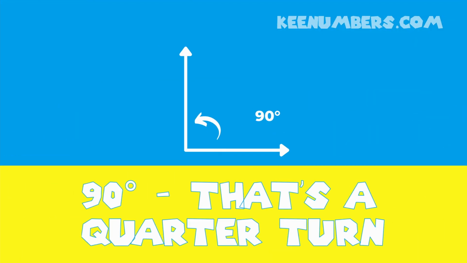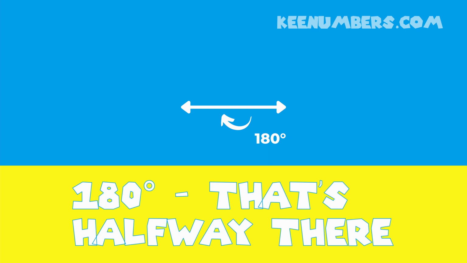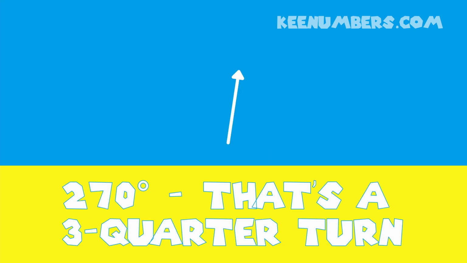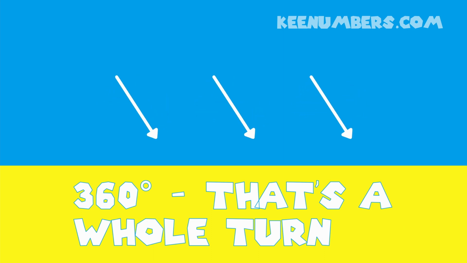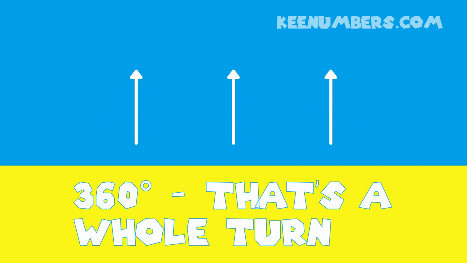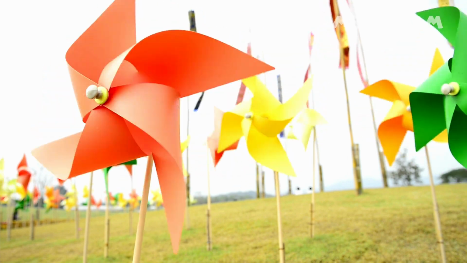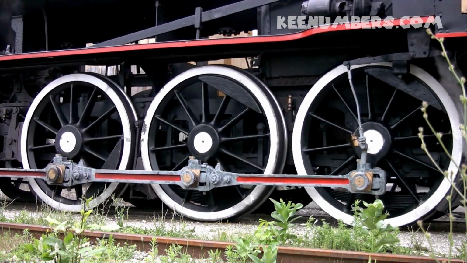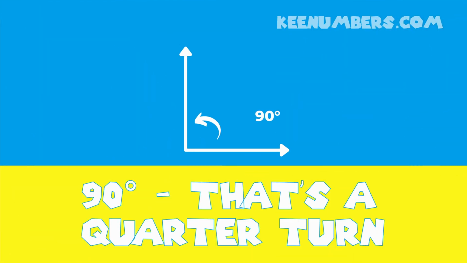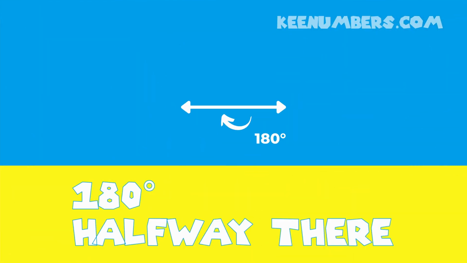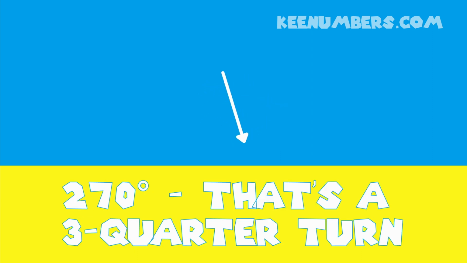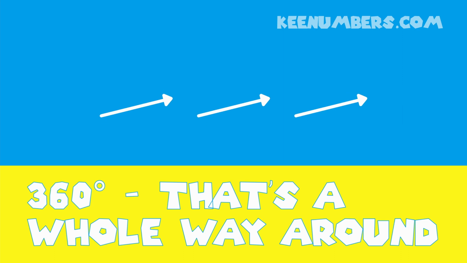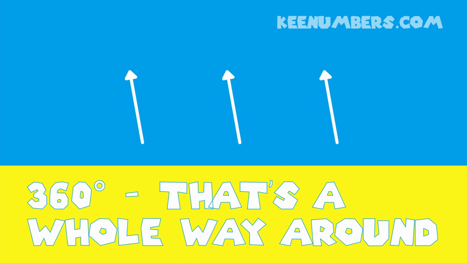Degrees, that's a quarter turn. 180 degrees, that's halfway there. 270, that's a 3/4 turn. 360, that's a whole turn. 180 degrees, halfway there. 270, that's a 3/4 turn. 360, it's the whole way around.